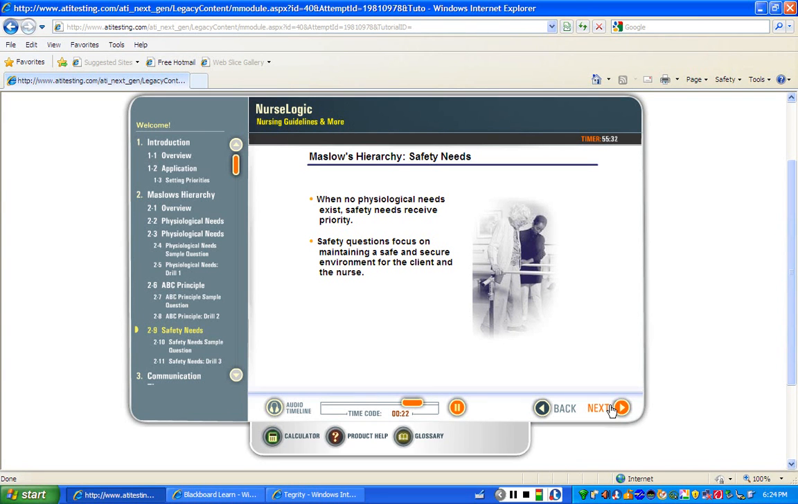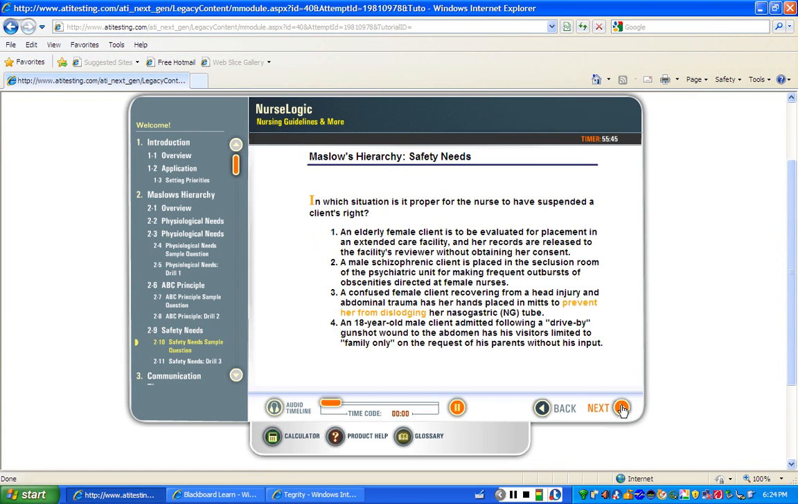Let's take a look at a safety question that would require us to eliminate distractors and choose the correct response. First, let's separate the case scenario from the stem of the question. To do so, we will need to restate the question in our own words because the case scenario and the stem seem to run together. The case scenario tells us that the nurse is managing care for a group of clients.